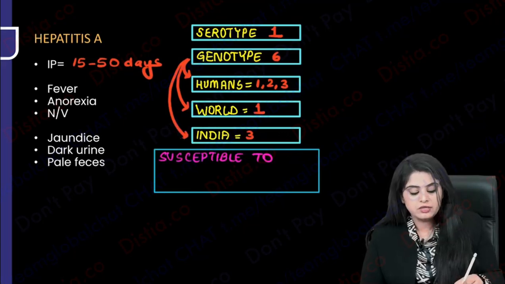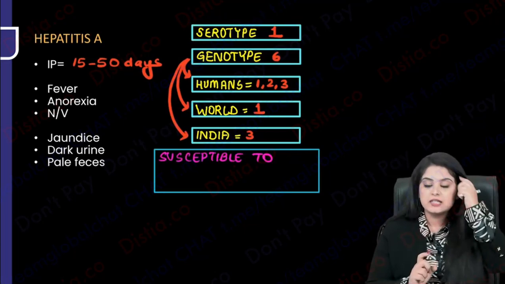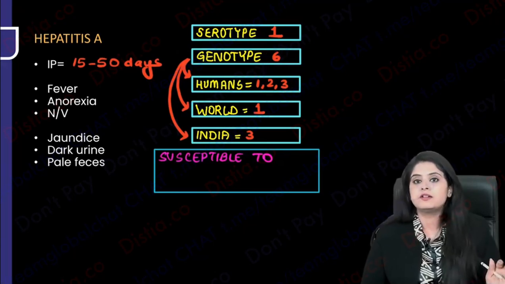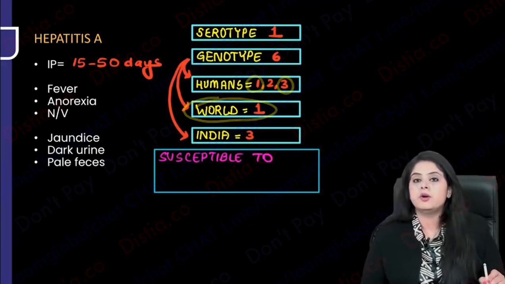These are all genotypes. Look, the serotype is only one, so whether it is in the world or India, it has to be just one. The concern is with genotypes. There are 6 genotypes. The first 3 are what is infective to humans. The first one is present all over the world and the third one is going to be common in India.